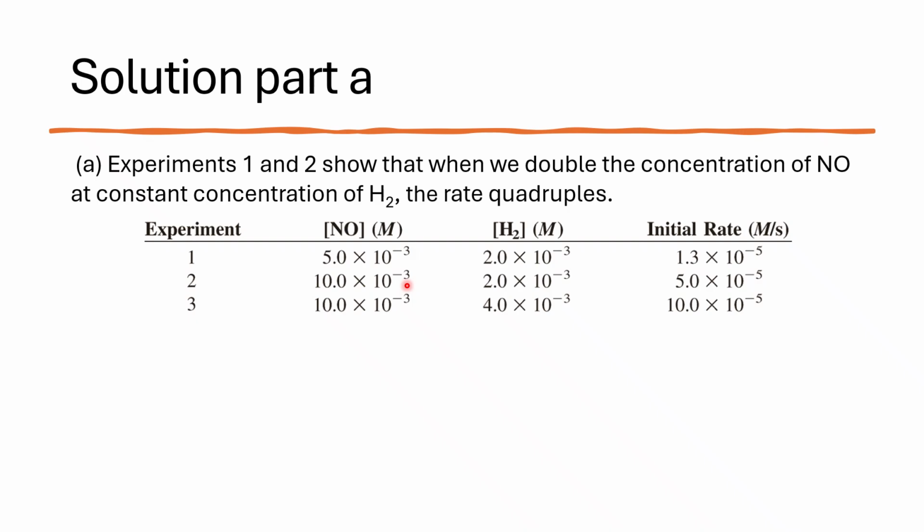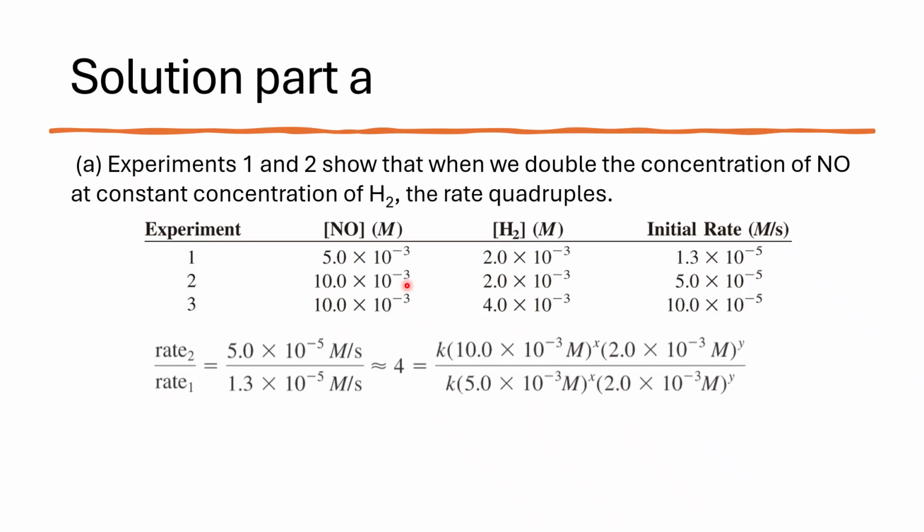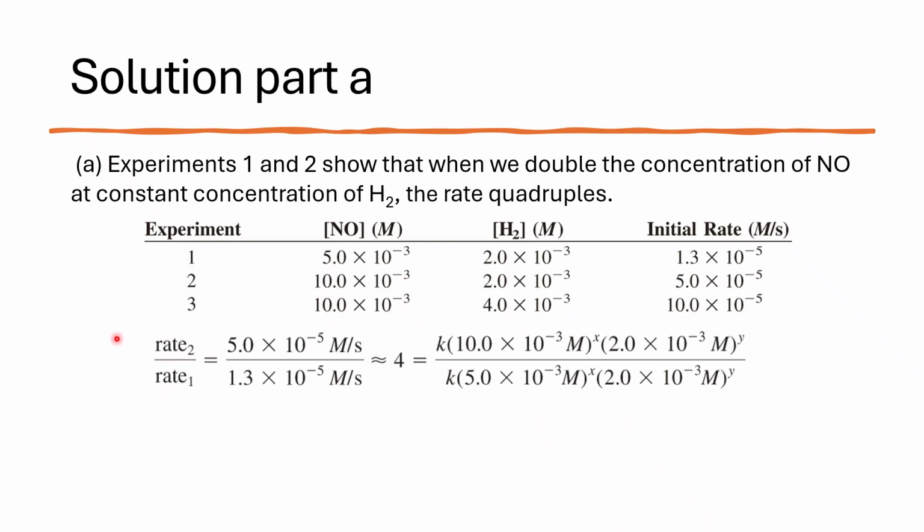We could set this up in a more formal way. We already know the rate law has the form rate equals k times the concentration of our reactants raised to some power, here x and y. So if we plug in all the numbers from rate 2 here, we can rinse and repeat and plug in all the numbers from rate 1 in the denominator. A couple things will happen here. We can see that k is going to cancel out immediately, as well as the concentration of the reactant H2 that we are holding constant.